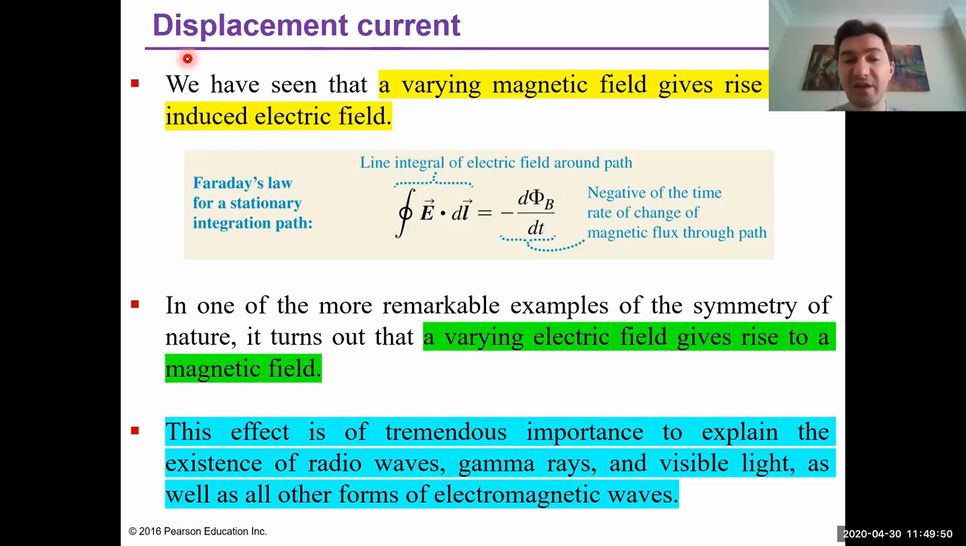This effect is very important, okay? So varying electric field gives rise to magnetic field. Varying magnetic field gives rise to induced electric field.